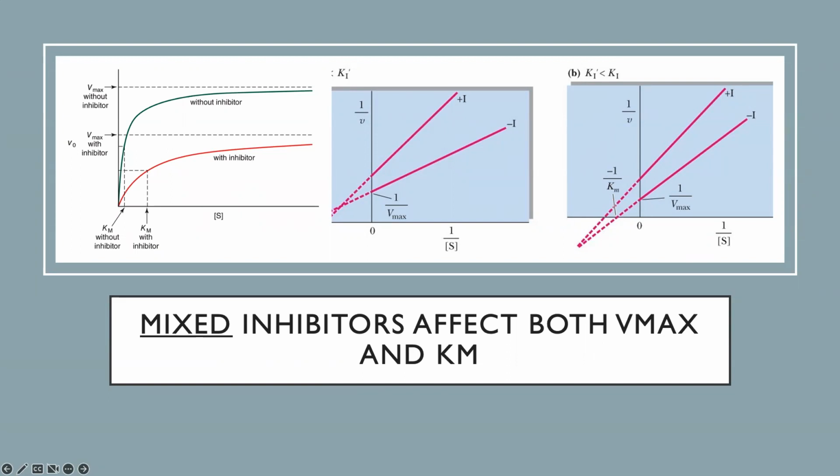But here for mixed inhibitors, you're going to see that Vmax will decrease, and also you're going to have a change in that Km. And so the big things, if you're looking at Lineweaver-Burk, what you're going to want to look for are that neither x nor y intercepts are the same.